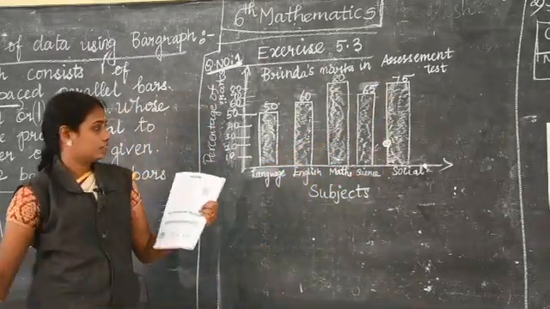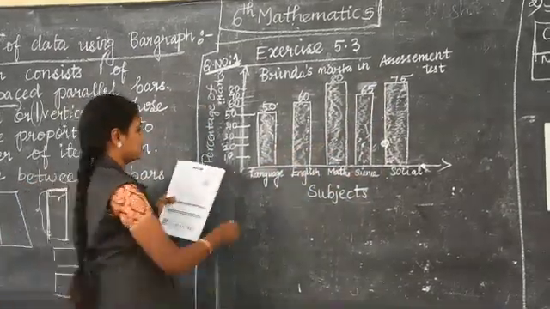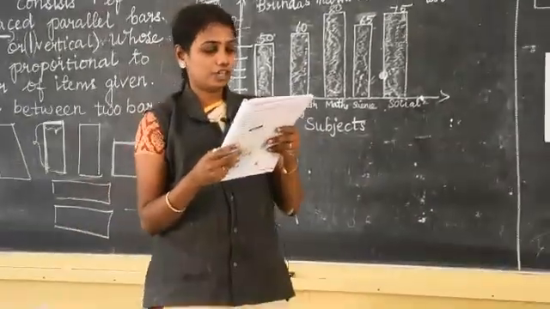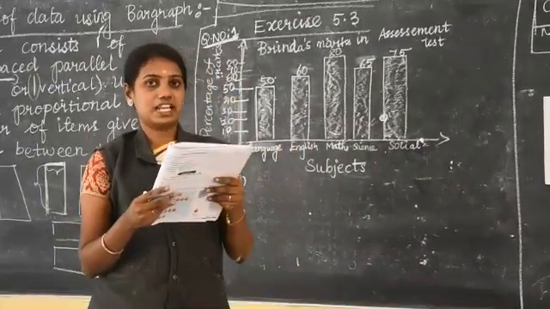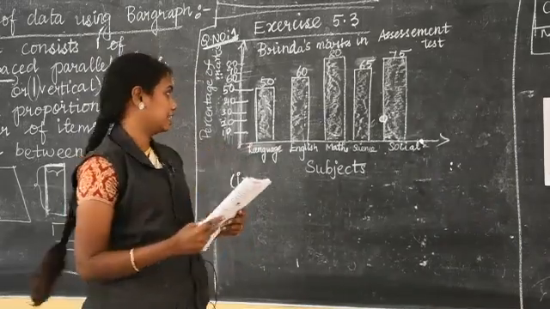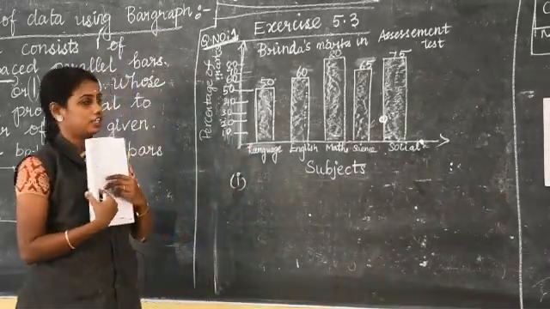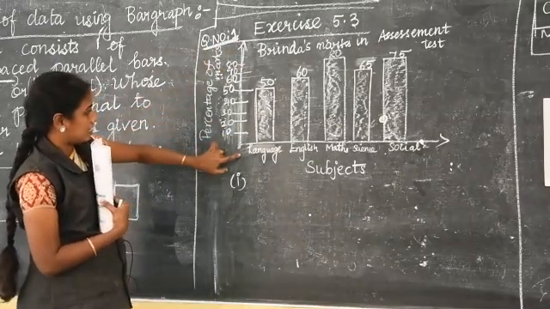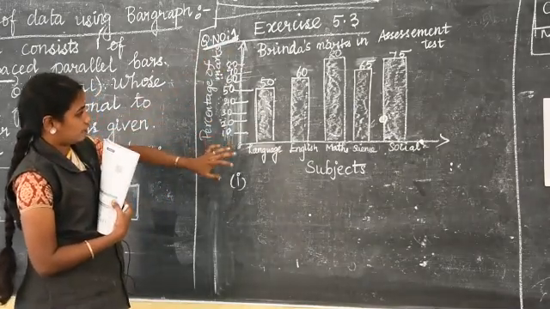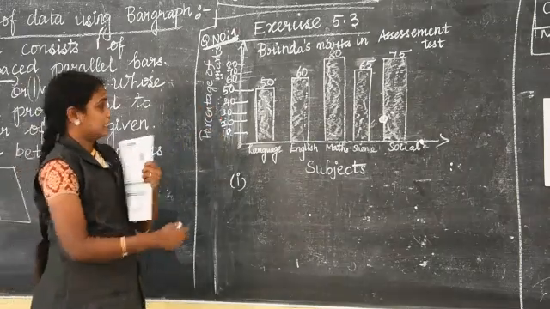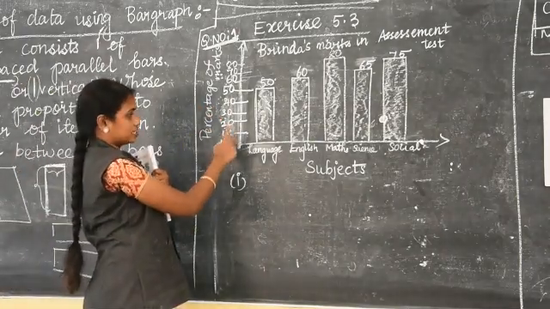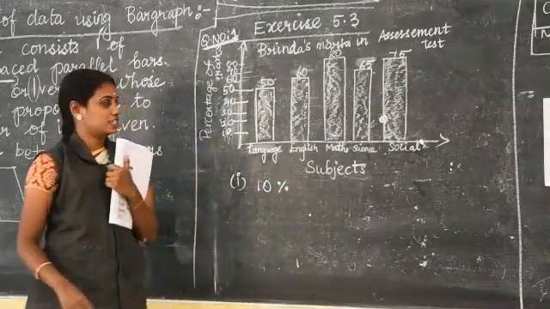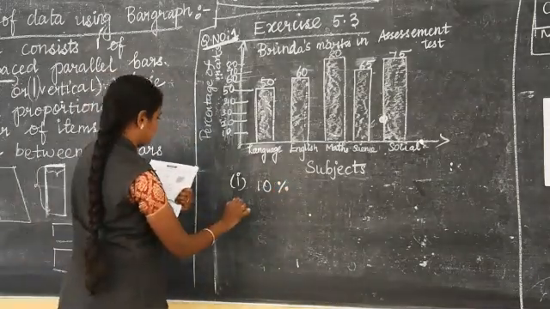Okay, clear? Now we are going to answer the following questions. First question: 1 unit equals what percentage of marks on the vertical line? Which is vertical? Vertical means like 1 here. This is called the vertical line. What percentage is given? 10%. Yes or no? The difference is 10. So 1 unit equals 10% of marks.